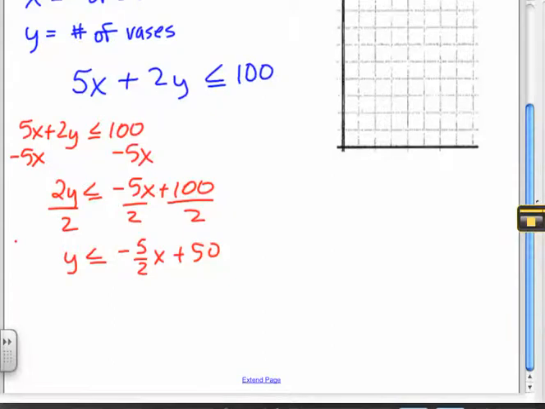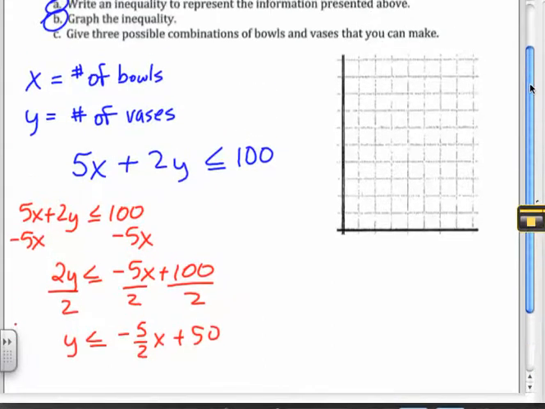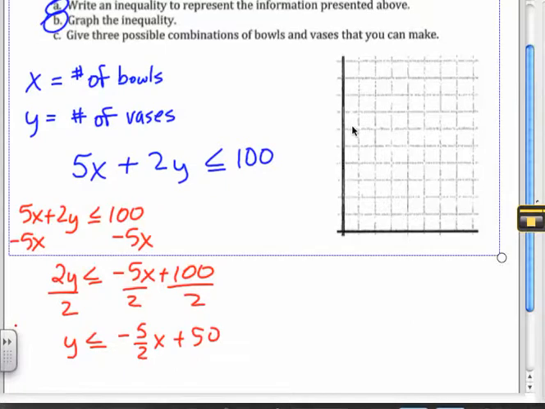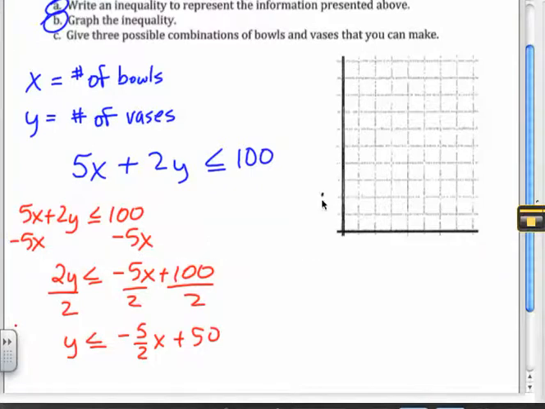Let's look at graphing this inequality. Now it says the y-intercept is 50. Let's see, 5, 10, 15, 20, 25, 30, 35, 40, 45, 50. I'm going to go up by 5s each time, so that means this is going to be 10, 20, 30, 40, 50. My y-intercept is 50, so I'm going to put a dot there. And it says that my slope is down 5 over 2. So 1, 2, 3, 4, 5 over 2. I'm going to put it right there.